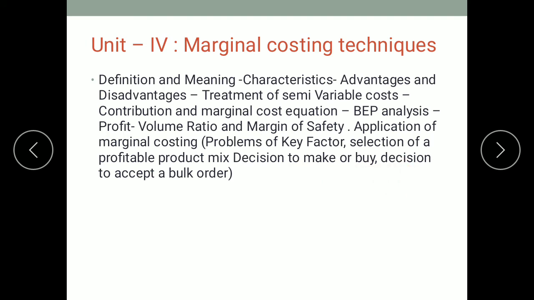The decision to accept a bulk order or go internationally, means to start your business beyond the boundaries of your country. All these decisions will be taken here. So it is mainly related to the management.